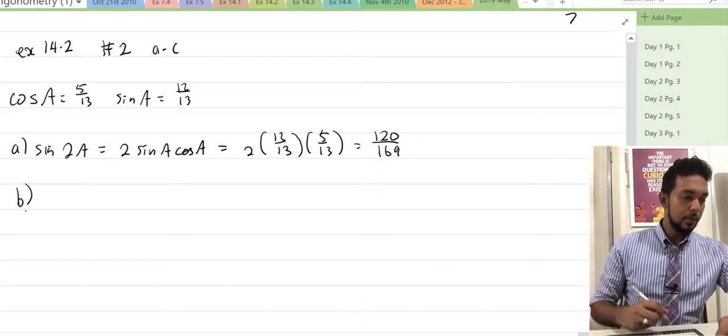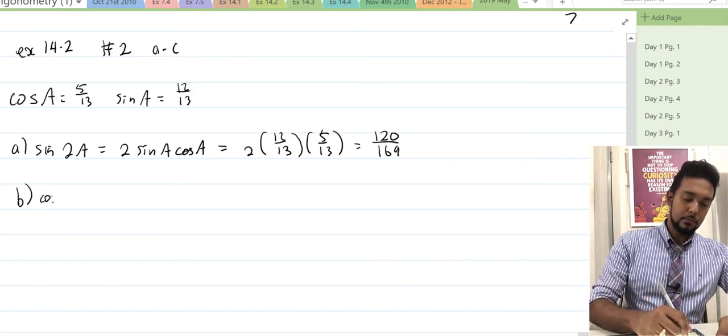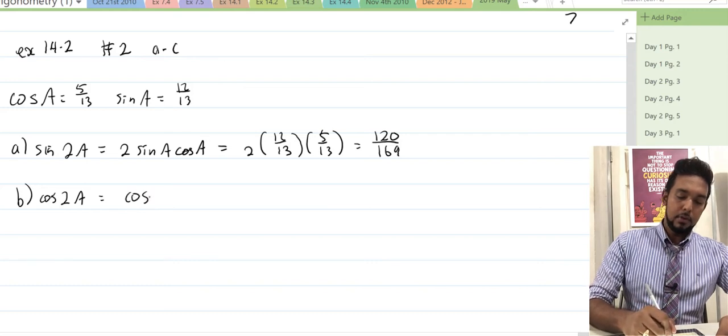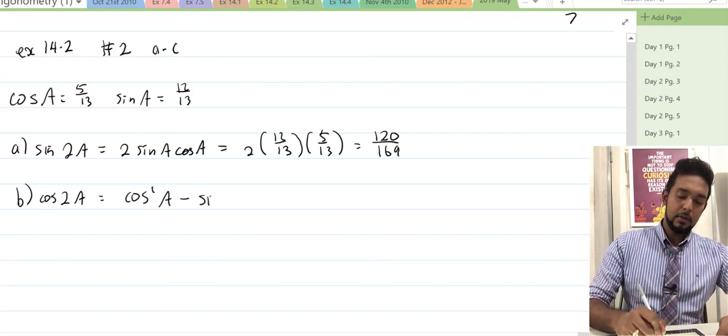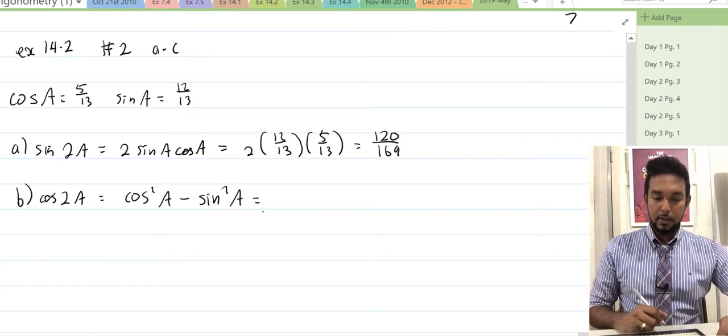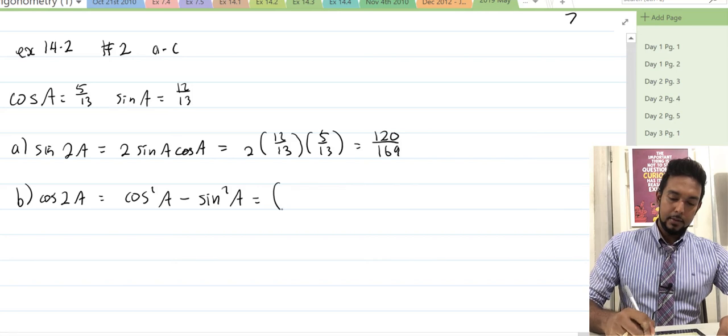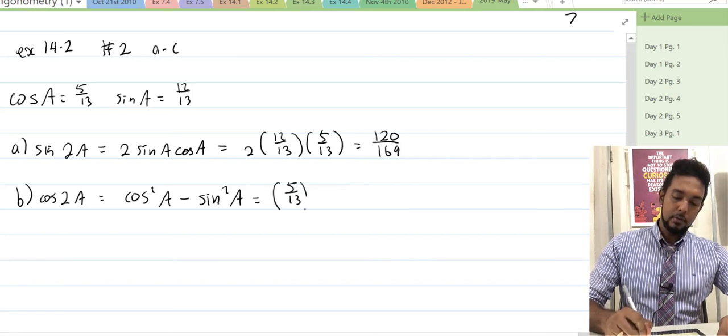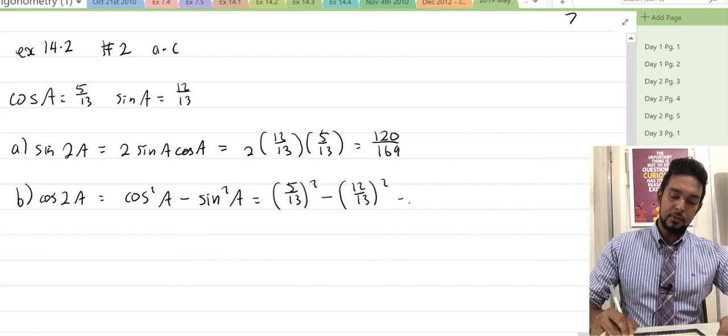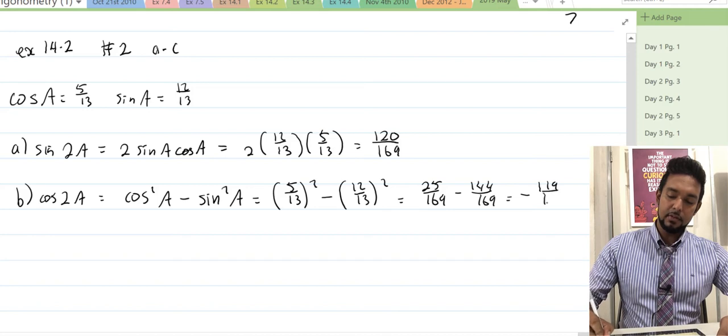Alright, part B, we have cos of 2A, which is simply cos squared A minus sine squared A. So cos squared A would be 5/13 squared. Sine squared is 12/13 squared. So that's 25 over 169 minus 144 over 169. That gives us a negative 119 over 169.